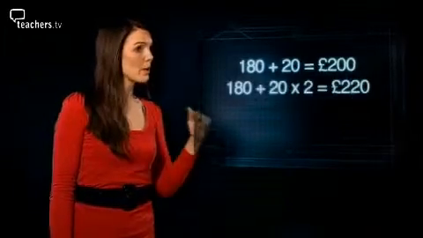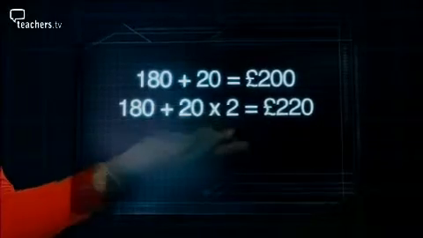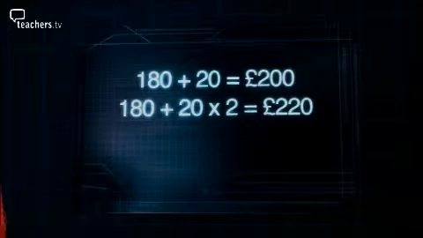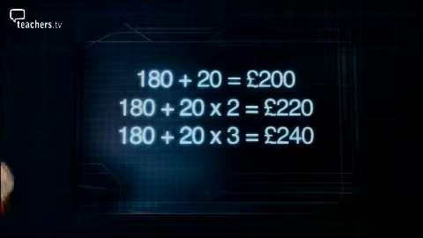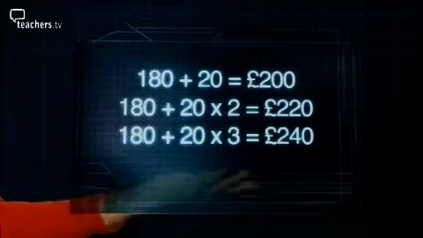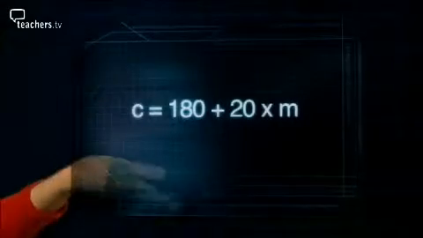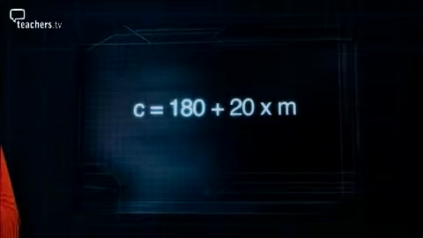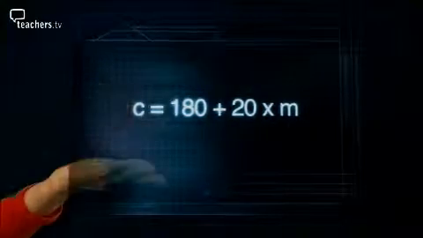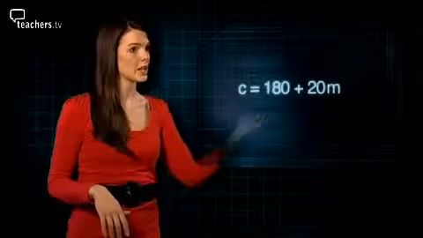So in month 2, it was £180 plus 2 lots of 20, which is £220. And after 3 months, it was £180 plus 3 lots of 20, so that's £240. But we can do something clever here. If we use M to represent the number of months that Dave has had his phone, then the cost of his phone equals 180 plus 20 times M, which we can simplify to C equals 180 plus 20M. Now we'll draw a graph of this a little later on, and then we'll compare it with the contract.